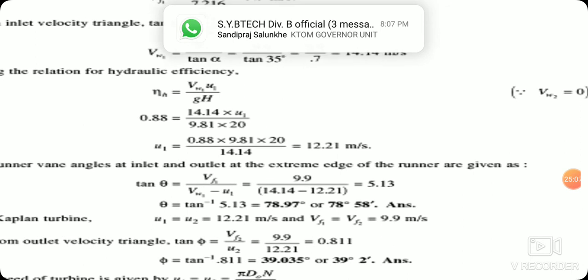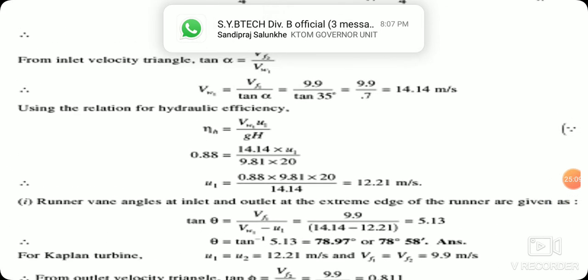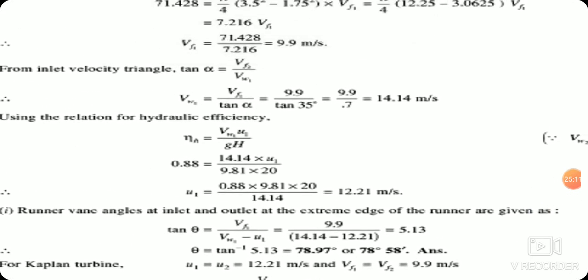Then we have to calculate the hydraulic efficiency, which is given by Vw1 U1 divided by gH. Hydraulic efficiency we know, Vw1 we have already calculated, g is 9.81, and head is known. So U1 is equal to 12.21 meter per second.